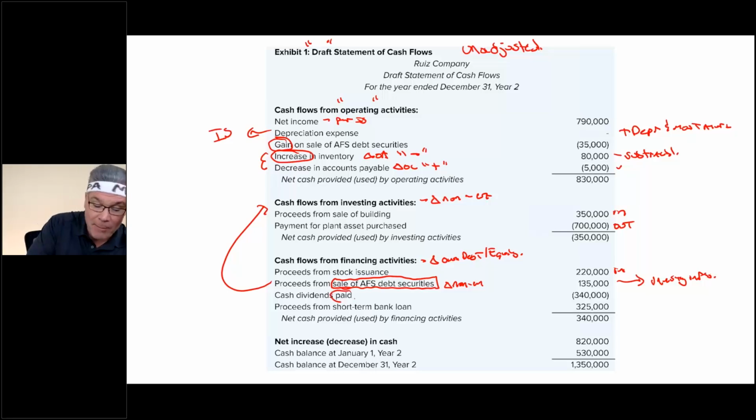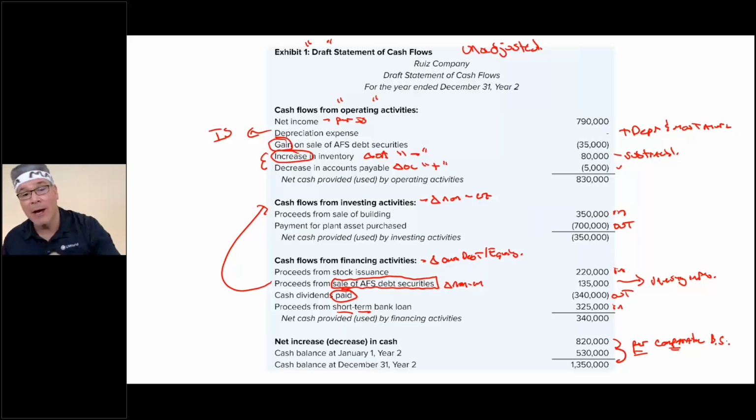A cash dividend paid should be an outflow. Is that the right number? I don't know. Proceeds from a short-term bank loan. I don't care that it's short-term, it's still interest-bearing debt. It's in the right place. That should be an inflow, and it is. All right, all of these numbers, I don't know if these are right, but this should be per a comparative balance sheet: last year's, this year's, and then my change. I don't know if these numbers are right.